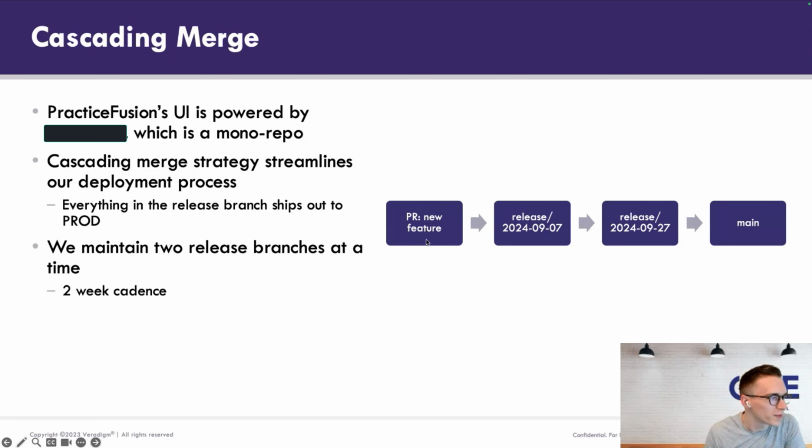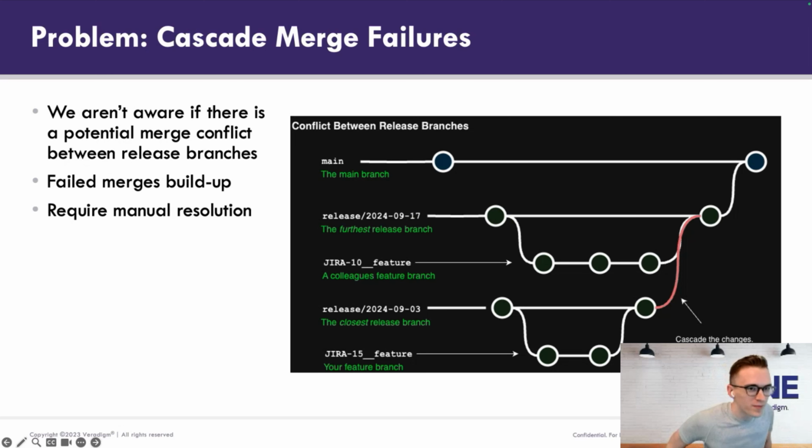But more formally, that cascading merge looks like your PR targets the release branch, which then cascades to the next release, which then hits main. So the problem with cascading merges is you don't know when your PR is merging if it's going to have a merge conflict between the two release branches. So subsequent PRs merged into a release branch will continue to fail down, and those merges won't be cascaded down to the subsequent branches, and all of that needs a manual resolution.